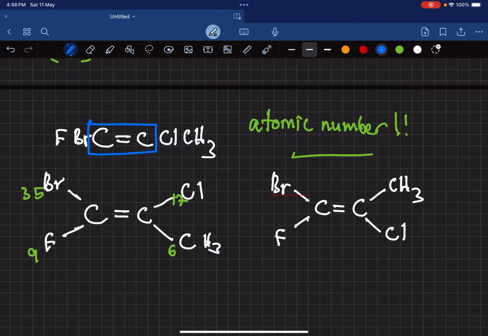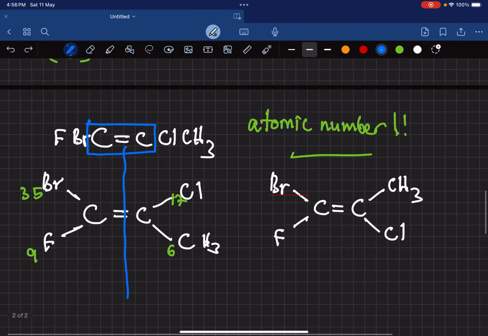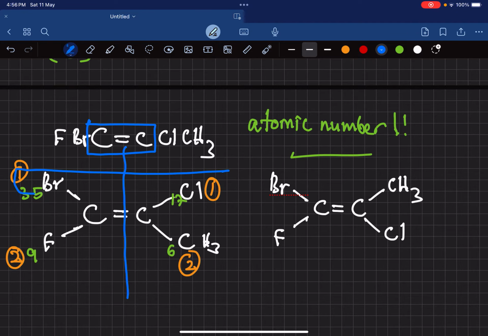We look at the atomic numbers, and this atomic number is 35, and this is 17, and this is 9, and this is 6. If I got this wrong, just keep quiet. But anyhow, that's what it is. So what you've got to do is decide between these two numbers which one is bigger. 35 is bigger, this is 2. 17 is bigger, this is 1, and this 6 is smaller, this is 2. Okay, so at this point I want you to notice that 1 is facing 1 and 2 is facing 2.